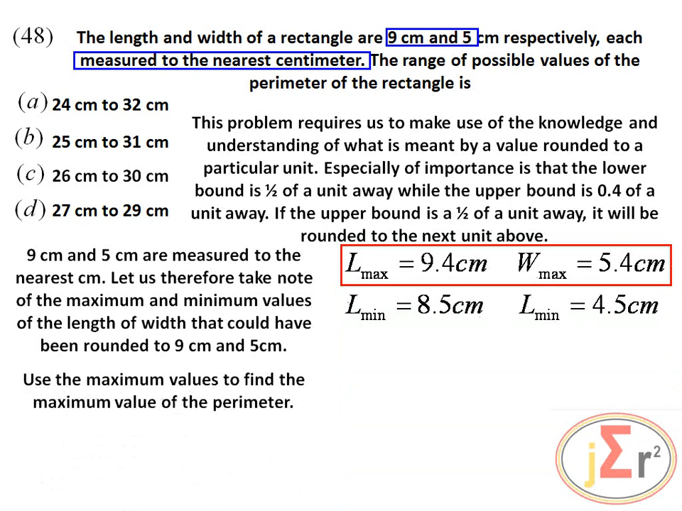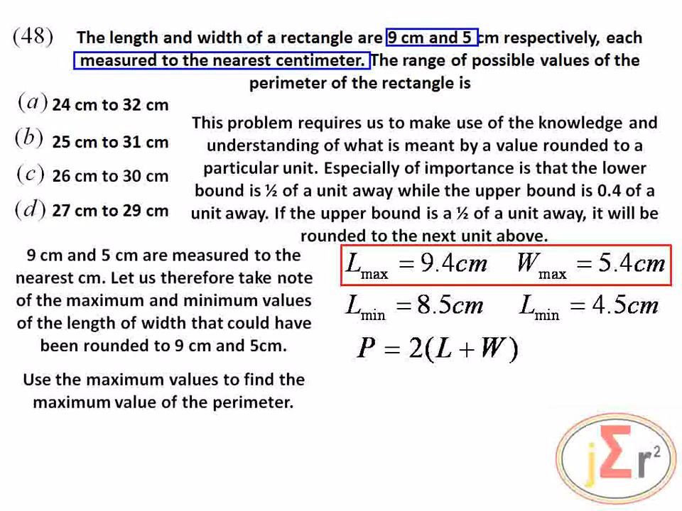Use the maximum values to find the maximum value of the perimeter. What is the perimeter equal to? The perimeter of a rectangle is equal to 2 times the sum of the length and the width, or 2 times all of length plus width. We need to add the length and the width, then multiply the result by 2. We are looking at the maximum value of the perimeter now, so we are using the maximum values of the length and width.